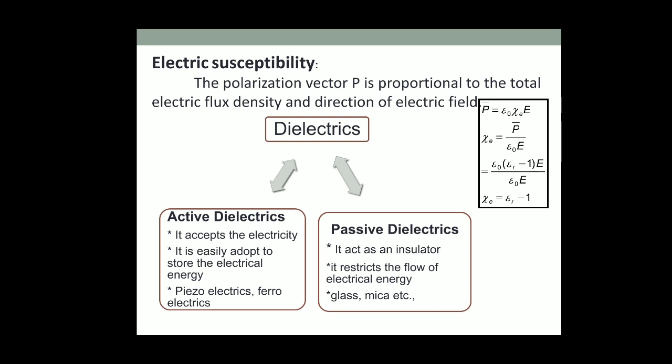The second one is passive dielectrics. These dielectrics are also called insulators or insulating materials. When placed in an external field, it acts as an insulator. That means it restricts the flow of electrical energy.